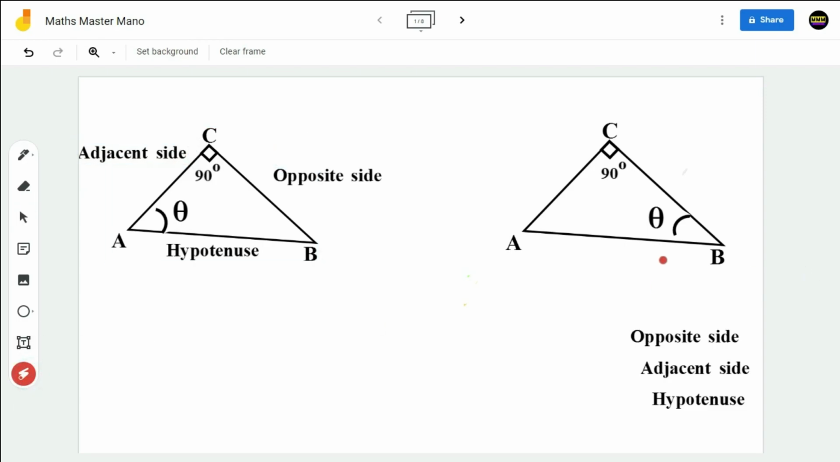Let us go to the second right angle triangle. Here theta is at B. The side opposite to theta will be the opposite side. So in the right angle triangle ABC, AC will be the opposite side.